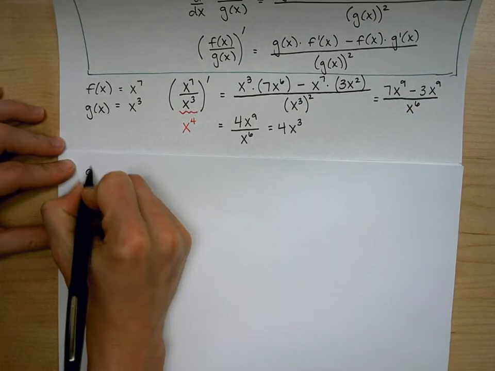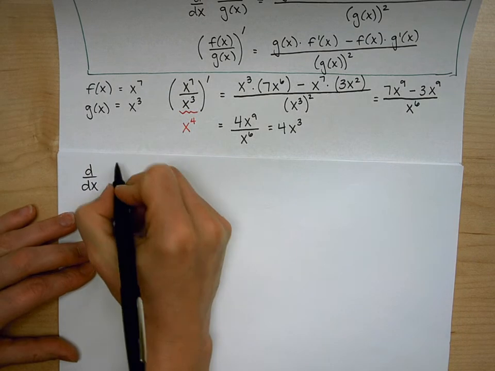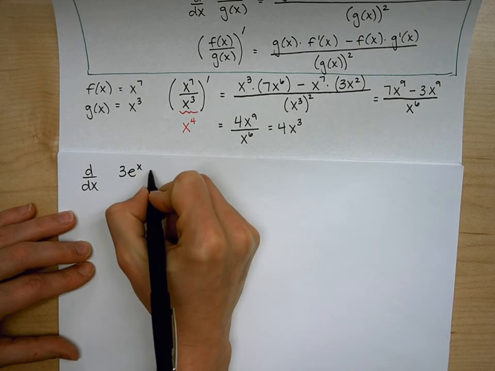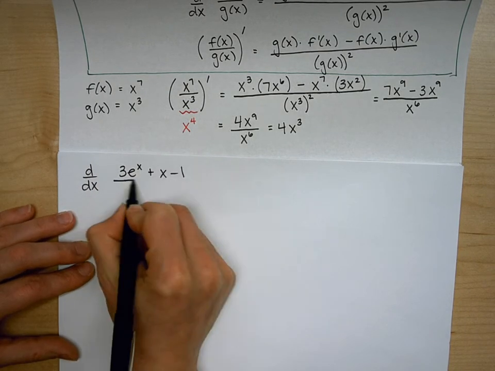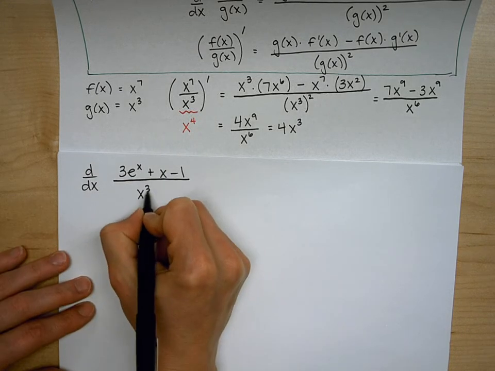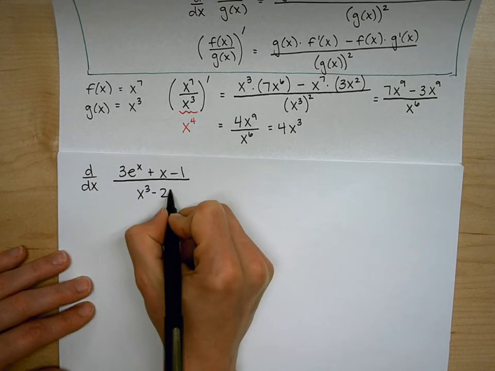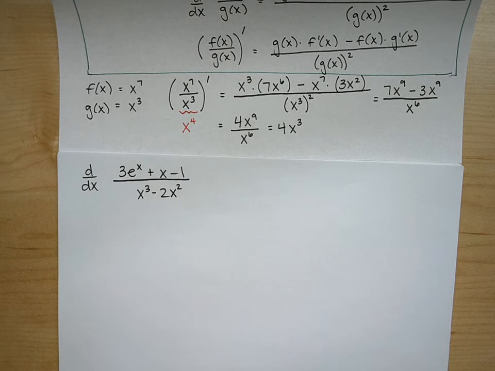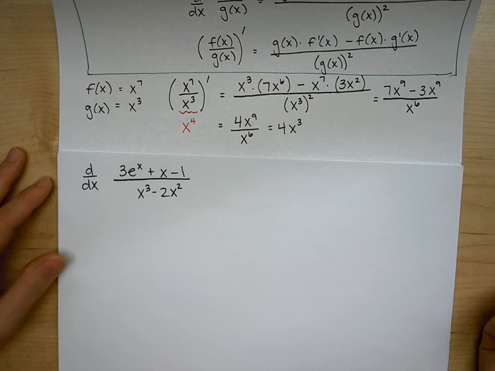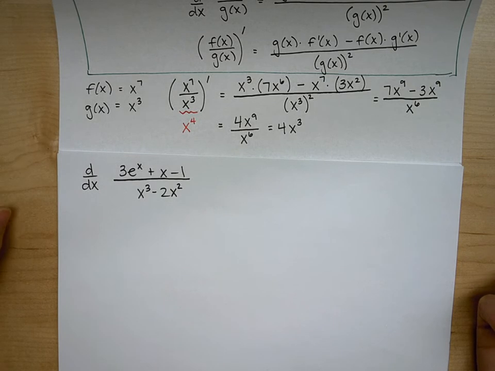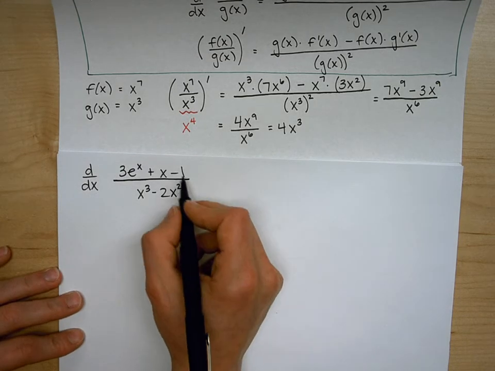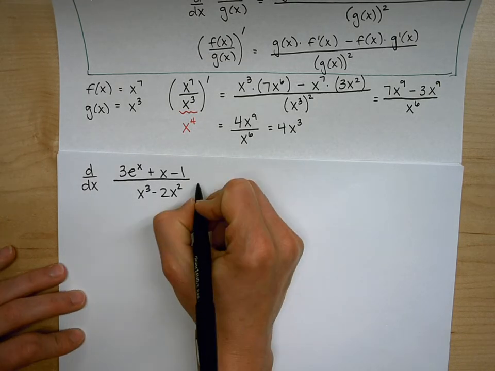So let's say we wanted to take the derivative of 3e to the x plus x minus 1 all over x cubed minus 2x squared. Okay, so we're going to take the derivative of this here. And again, the derivative gives the slope of the tangent line. That's kind of our main goal here in the end. We're getting the derivative as a function so that we would be able to find the slope of a tangent line at a particular point. Okay, so it looks like we're going to use the quotient rule, doesn't it? Because we have a quotient of two functions. So let's go ahead and do that.